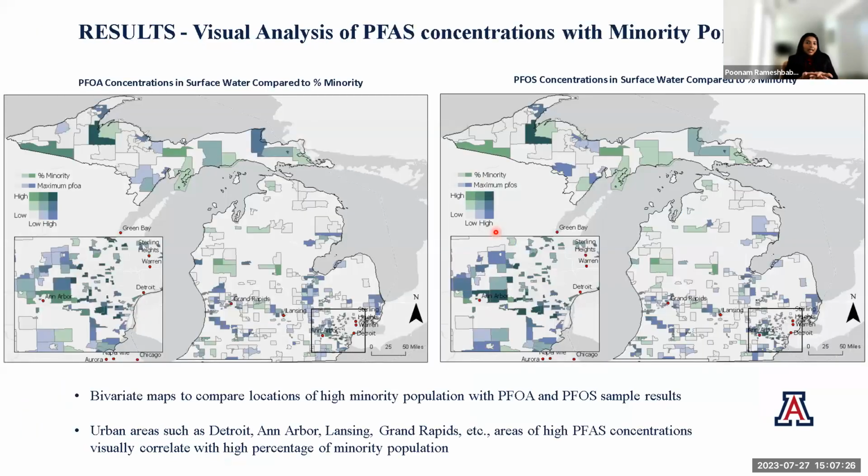For a visual analysis of how PFOA and PFOS concentrations compare to locations of high minority population, I created 2 bivariate maps, one for PFOA on the left and PFOS on the right. As you could see, in the more urban areas such as Detroit, Lansing, and Grand Rapids, and in select areas in the Upper Peninsula, high PFAS concentrations visually do correlate with high percentage of minority population.